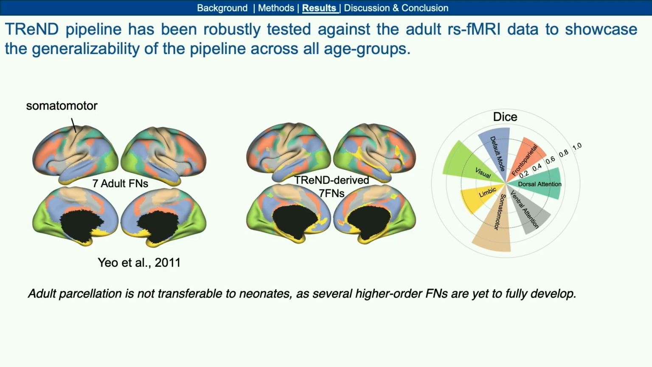But as I told you earlier, even though we are using adult parcellations for hundreds of high-profile journal papers, I still feel that there is a lot more we need to care for the neonate and infant, and not just randomly transfer an adult parcellation to a developing infant population study. As we studied, adult parcellation is not transferable to neonates, as several higher order functional networks are yet to fully develop.